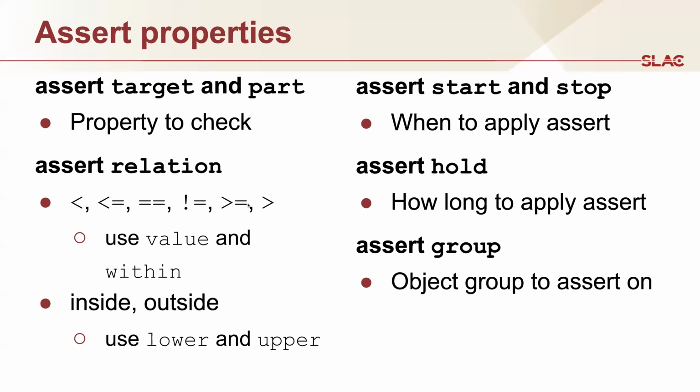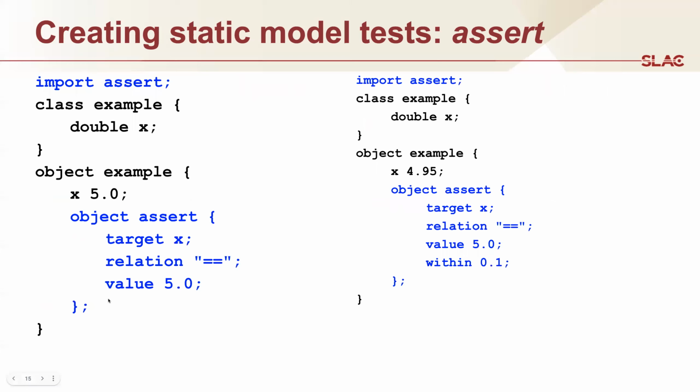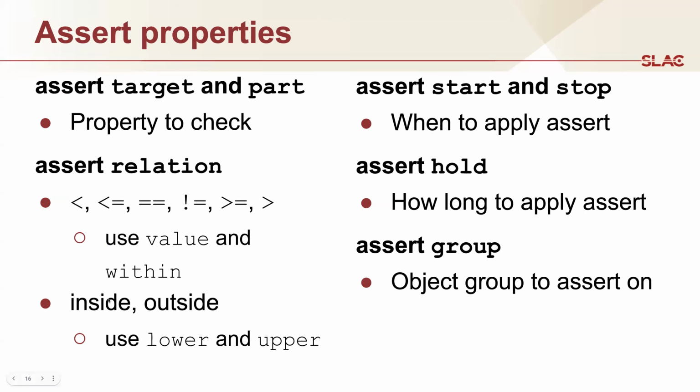In general, you can specify the typical relations you would expect. Those relations can be verified, as you saw in the example before, to match a value or be within a particular value. There's also the inside and outside range, but those are compared against the lower and upper properties of the assert object rather than value and within. That allows you to check whether the property is inside or outside of a range that you would expect, without having to specify the mid-range or a within range.